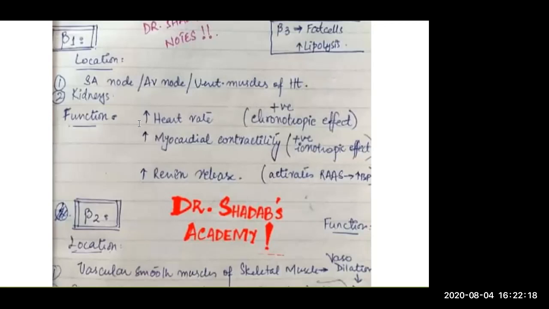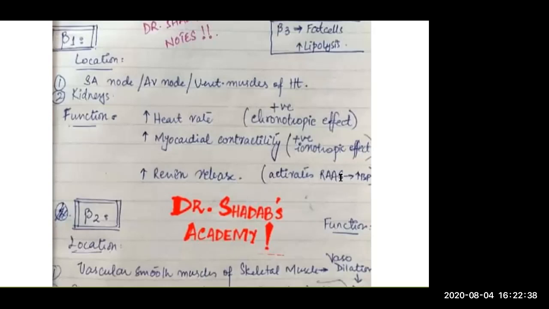So the effect of beta 1 on heart is like increasing these things. And what will be the neurotransmitter? Definitely epi and norepi. Also on kidney, it activates the renin, angiotensin, aldosterone system that we call RAS.